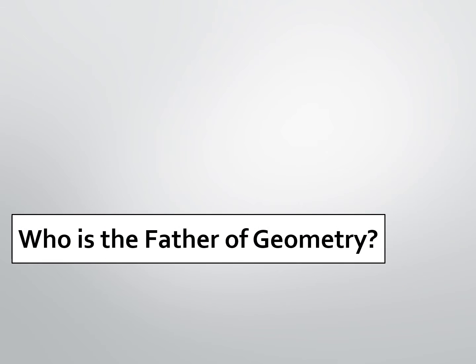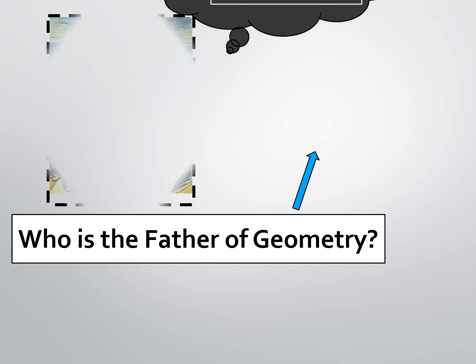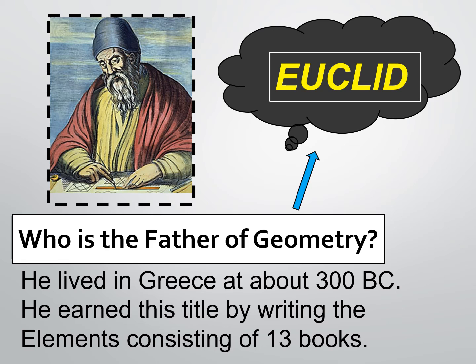So who is the father of geometry? Who is this man who started the concept of measurement? He is no other than Euclid. He lived in Greece at about 300 BC. He also earned this title by writing the Elements consisting of 13 books. There is a compilation of books of Euclid named the Elements.